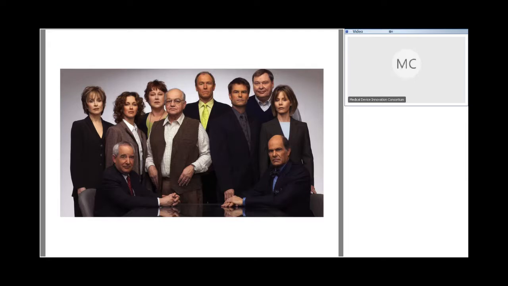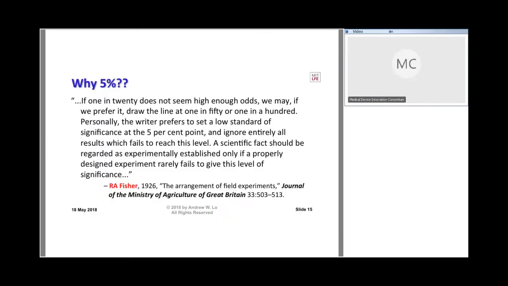Why 5%? Where did that come from? Who ordered that? It turns out that it came from the very beginning of modern statistical inference, which is Ronald Fisher's paper in 1926, focused on agricultural economics, that we should use this 5% as a method for determining whether or not you've got a scientific fact in that one context.